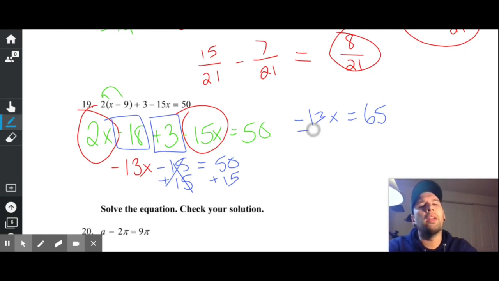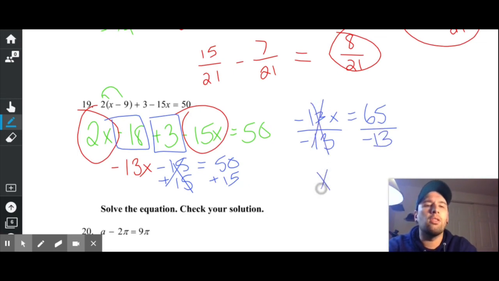Divide both sides by negative 13. And x is going to equal negative 5.